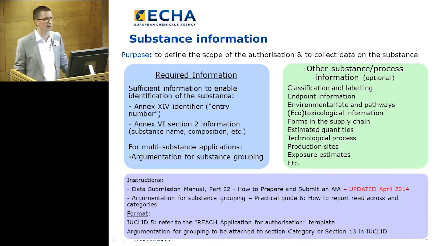And for multi-substance applications, we ask you to submit an argumentation for substance grouping. You can, of course, also submit other information on other substances and processes, classification and labeling, endpoint information, environmental fate and pathways, ecotoxicological information, etc. The information you need to prepare according to Data Submission Manual, Part 22, how to prepare and submit an AFA.